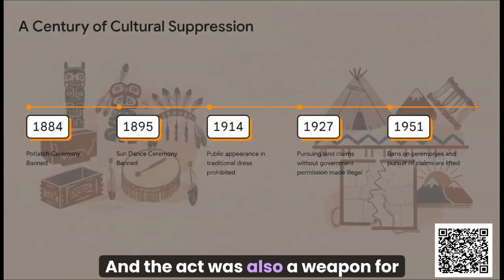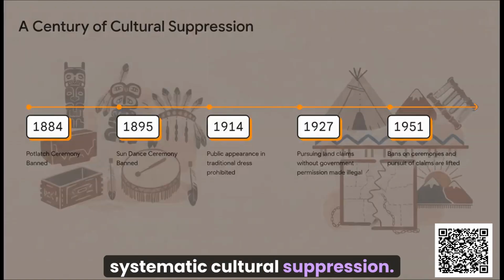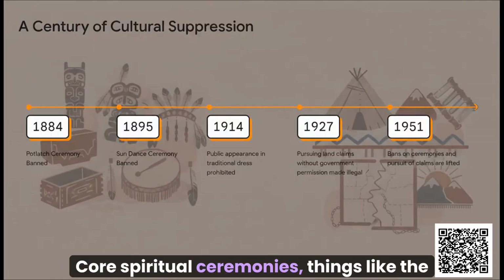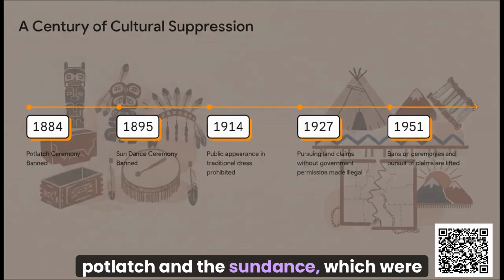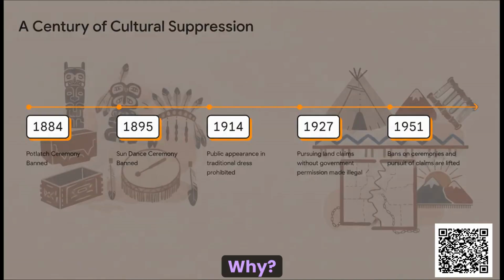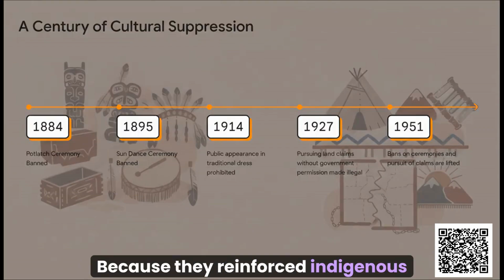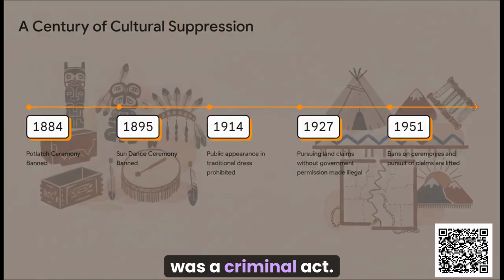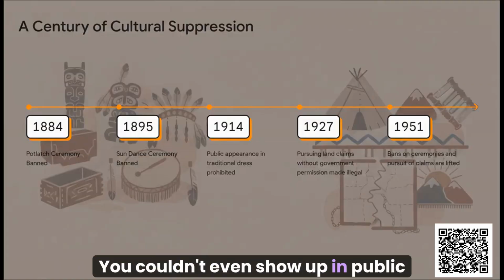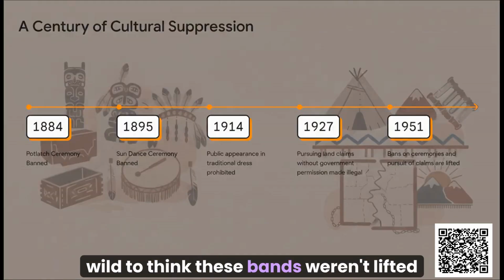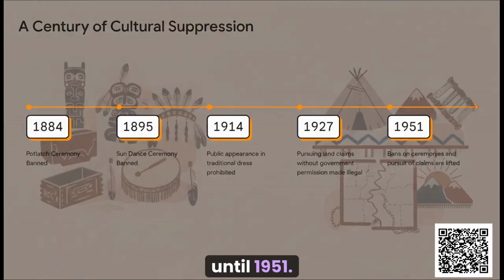And the act was also a weapon for systematic cultural suppression. I mean, look at this timeline. Core spiritual ceremonies, things like the potlatch and the Sundance, which were central to governance and culture, were literally outlawed. Why? Because they reinforced Indigenous identity. For decades, practicing your own culture was a criminal act. You couldn't even show up in public wearing traditional clothing. And it's just wild to think these bans weren't lifted until 1951.